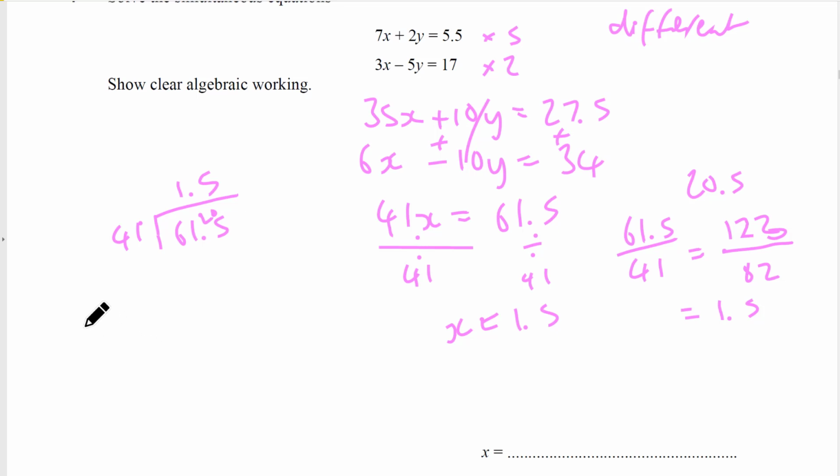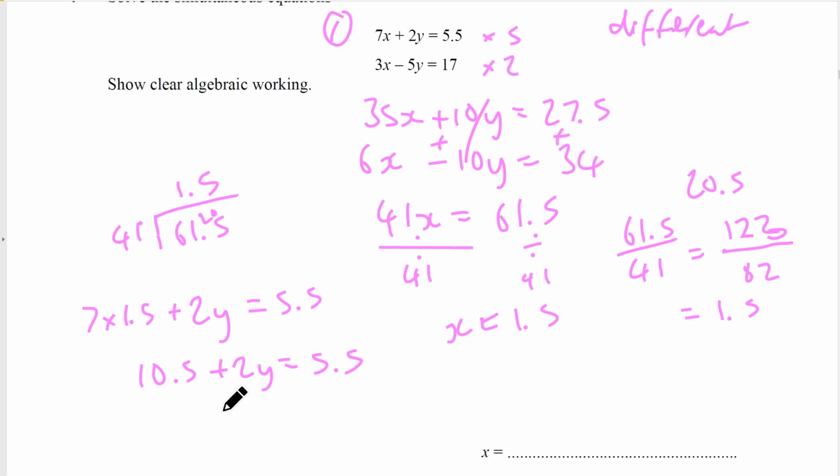So 7 times 1.5, let's sub into here. 7 times 1.5 plus 2y equals 5.5. 7 times 1.5, that's 7 add 3.5, that's 10.5 plus 2y equals 5.5. Minus 10.5 on both sides, so 2y equals 5, but it's minus 5. So y equals minus 2.5.